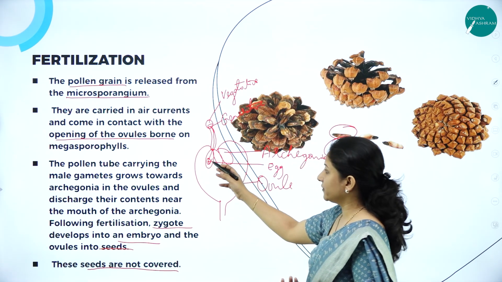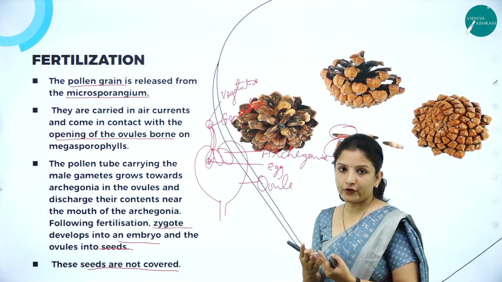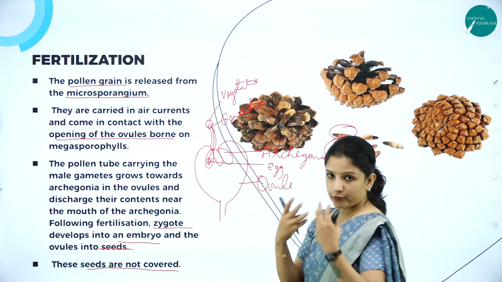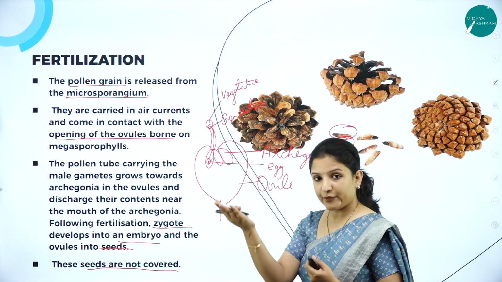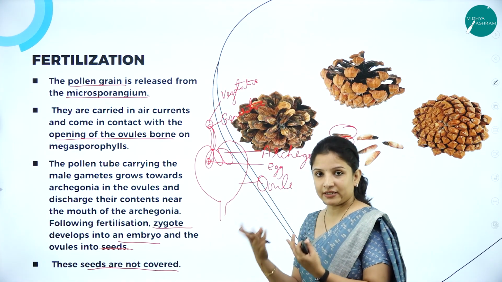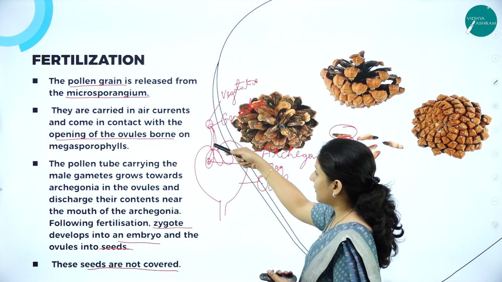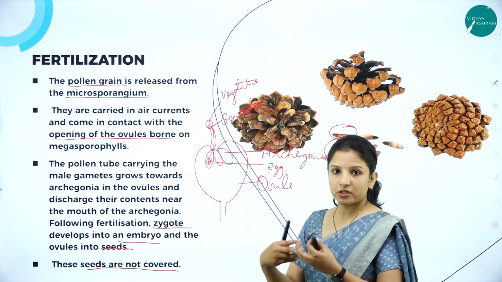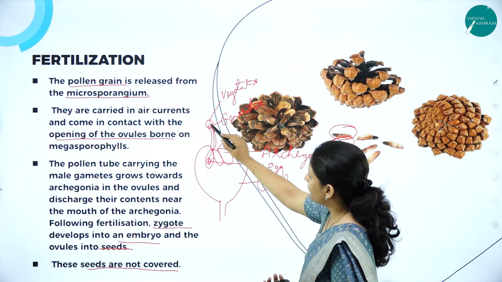wherein archegonia will be produced, inside the ovule itself. So in that archegonia, egg will be produced. Now the male gametophyte, which is the pollen grain, will be released. It will be carried by the air and it will come near the mouth of the ovule, wherein once it reaches the mouth of the ovule, it will germinate and it will produce a pollen tube.